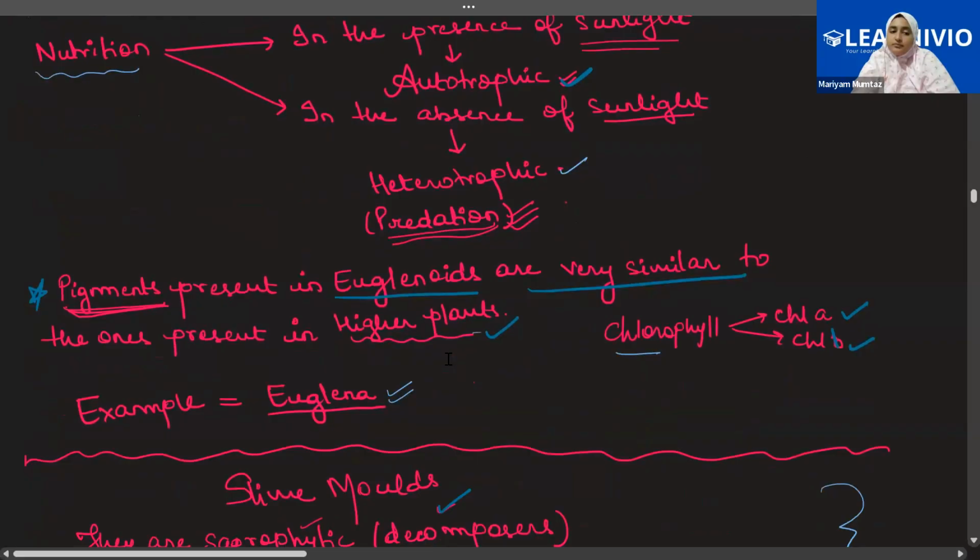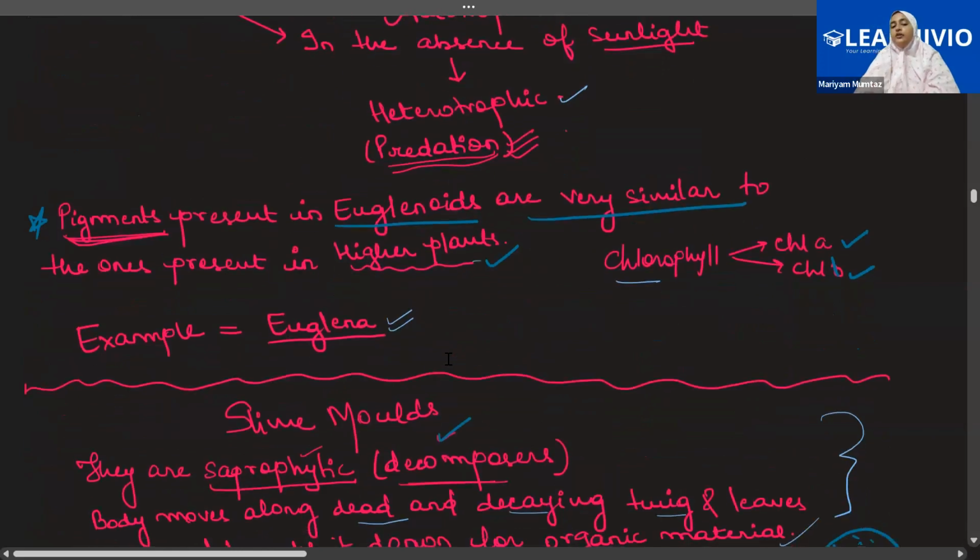Now the pigments that are found in the euglenoids are very similar to the ones in the higher plants, meaning chlorophyll is present in them. And the best example for euglenoid is euglena. So always remember this one thing, that they are the connecting link between the plants and the animals.